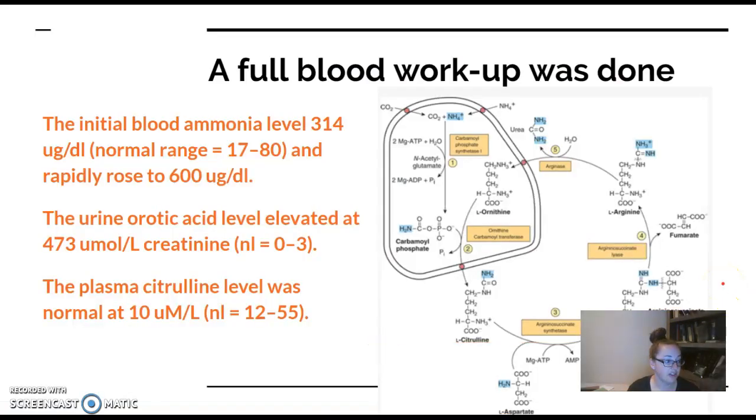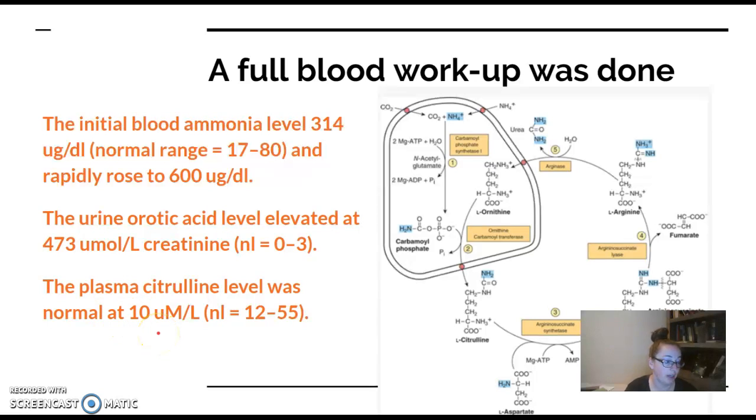So then it says a full blood workup was ordered for this female, and it tells us that first of all, the initial blood ammonia level was elevated, and it rapidly rose even higher from 314 to 600. The urine orotic level was also markedly elevated at 473 micromoles per liter. But then also it's important to look at this plasma citrulline level, and that was normal. It's a little bit on the low side of normal.